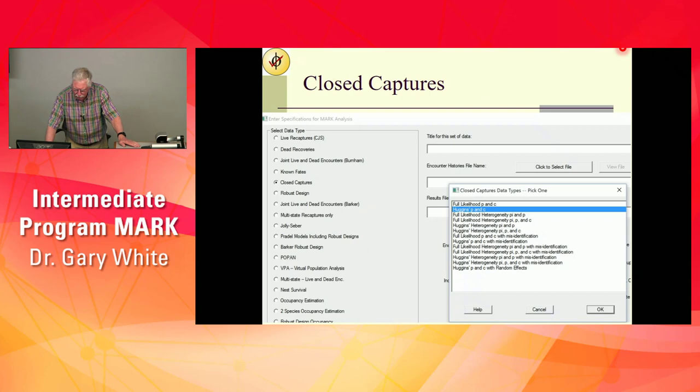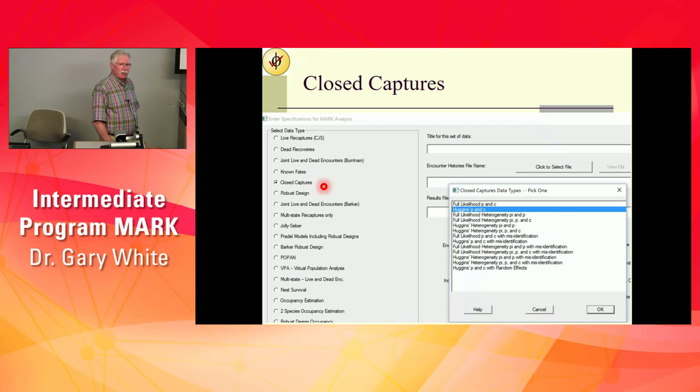Okay, you open up MARC, you click on closed captures over here, and you get this whole great big list. Six of those you can just pretty much ignore. The top one above the highlighted one is the full likelihood, PNC. That's where N is in the likelihood, and we just have PNC, no mixtures. Then we have the Huggins PNC, and this is the order they went into MARK, that's why they're so kind of weird. And then we have the full likelihood heterogeneity with pi and p. That's a mixture model that doesn't have behavior response, doesn't have time effects. It's just a very simple MH model.